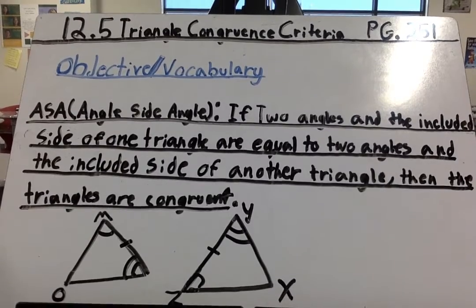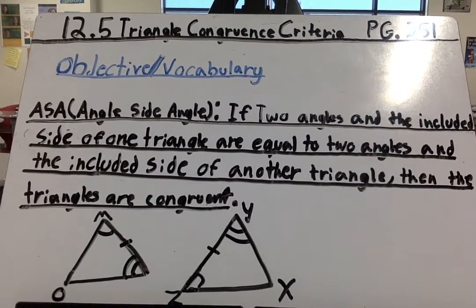Hello students, today we will be going over 12.5, Triangle Congruence Criteria. This is page 251 in your green packet. Our objective: I can identify congruent triangles and give the congruence criteria.